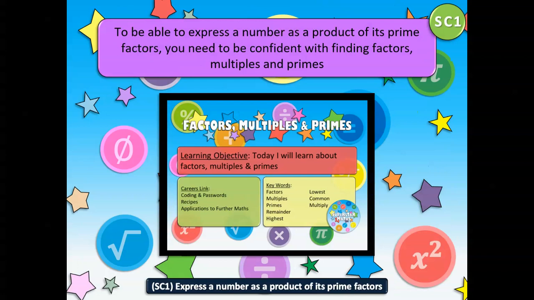So to be able to express a number as a product of its prime factors, you need to be confident with finding factors, multiples and primes. So if you're not confident with that, have a go at watching this video on factors, multiples and primes.